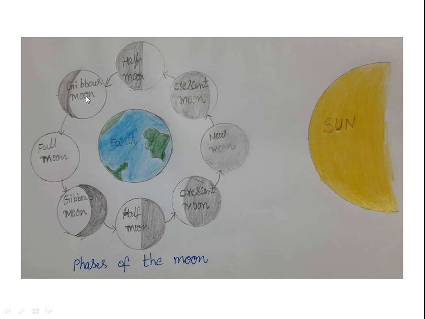Gibbous moon. A large portion of the moon can be seen from the earth. This is the gibbous moon. Full moon. We can see the entire portion of the moon from the earth. These are all the phases of the moon.